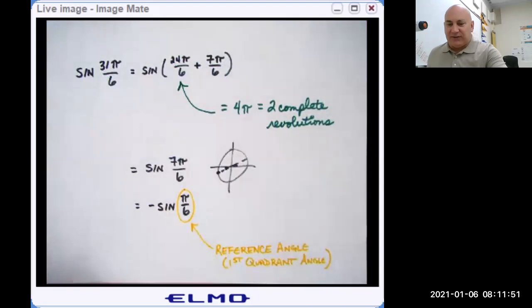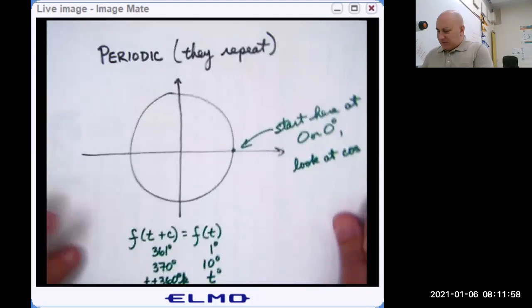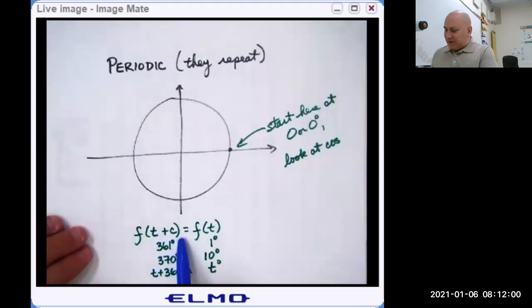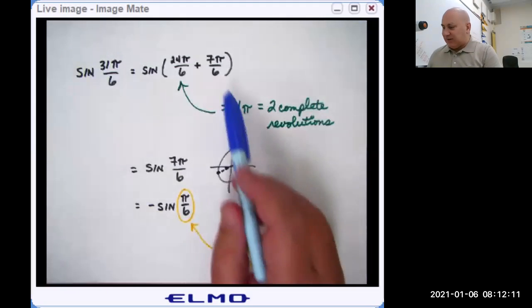And that goes back a few slides ago. Let me find it. Here's a periodic function. I just pulled out 2 periods instead of 1 period, and it's still the same. So it's the same as 7 pi over 6.